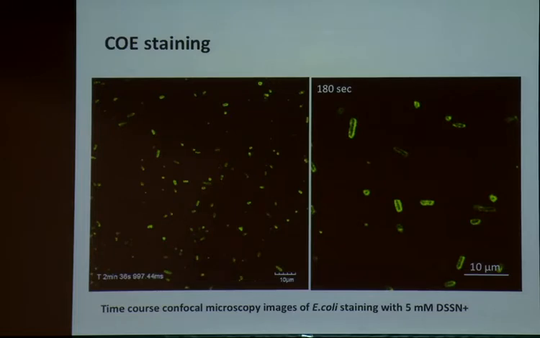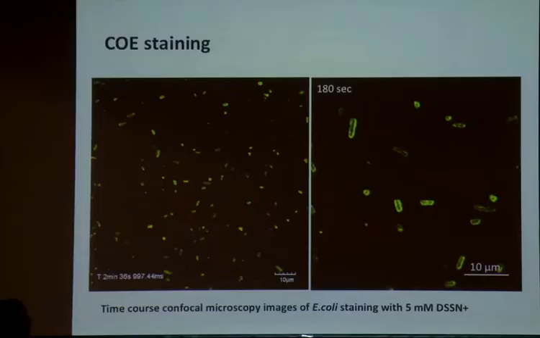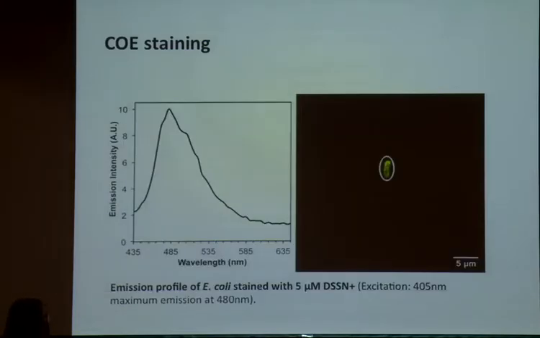And the right side image here showed a zoomed up image at 180 seconds. You can see that cell membranes are properly stained. Due to the small size of E. coli, it's hard to see the distinguished line. But we can confirm that the COE is aligned with the cell membrane with another method.